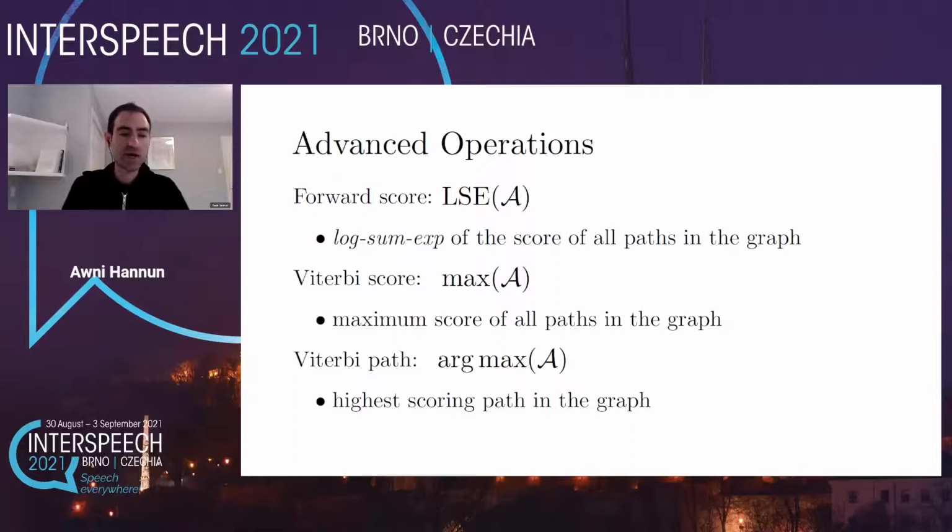And the Viterbi path, which we'll represent by the argmax of the graph, is just the highest scoring path in the graph. When there's a tie, it just breaks ties randomly. One thing to note is the Viterbi score is unique, there's only one score, which is the maximum. But the Viterbi path isn't necessarily unique. There can be lots of paths which achieve the highest score. We just want one of them.